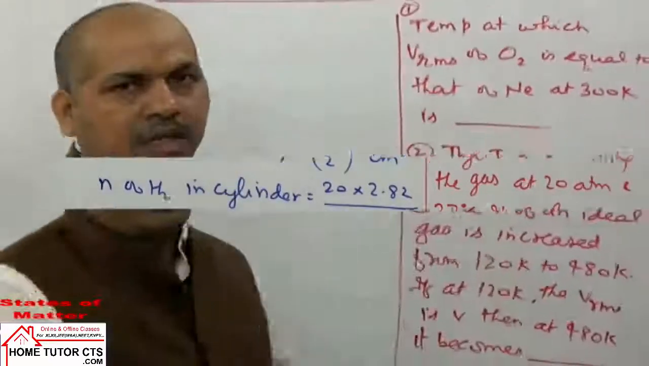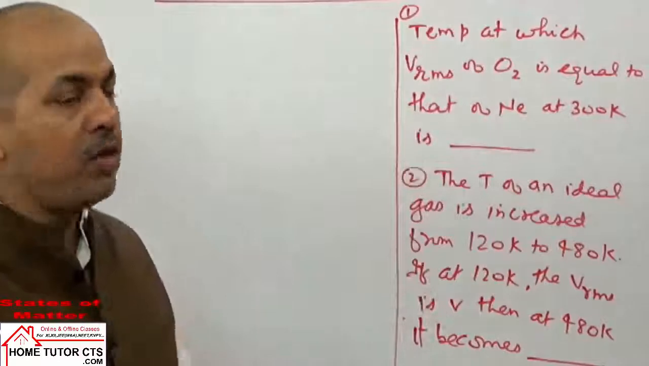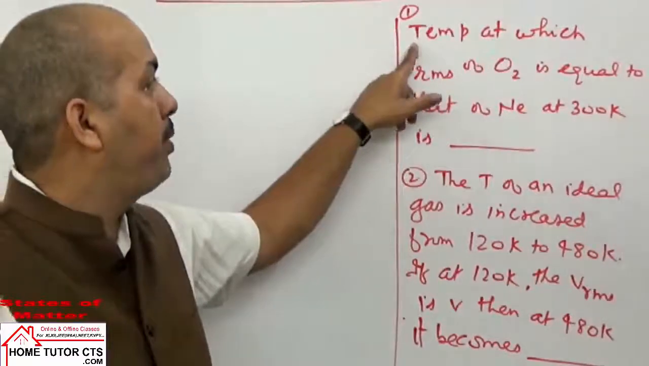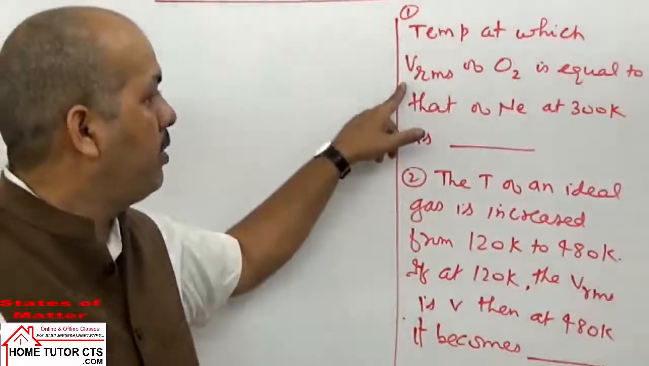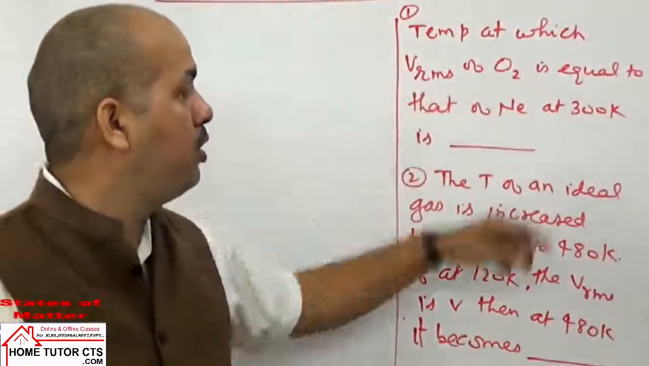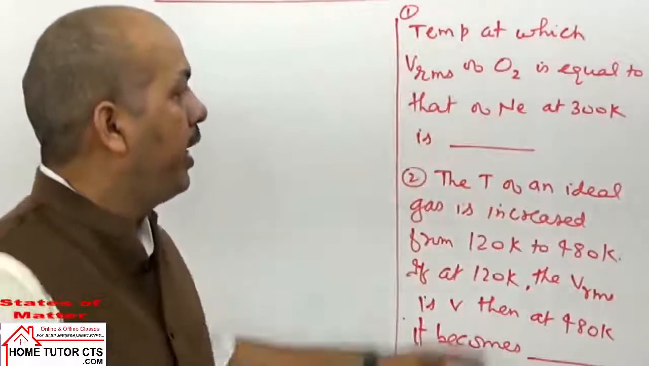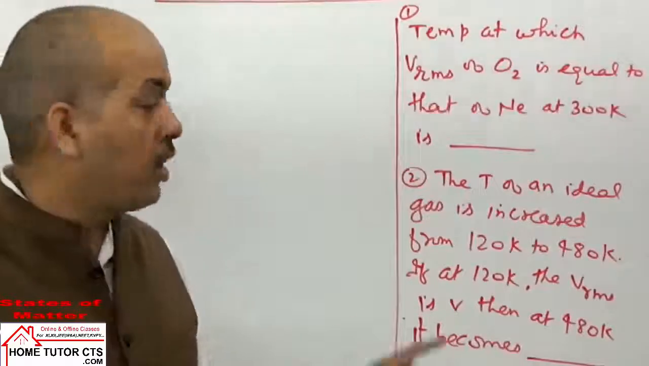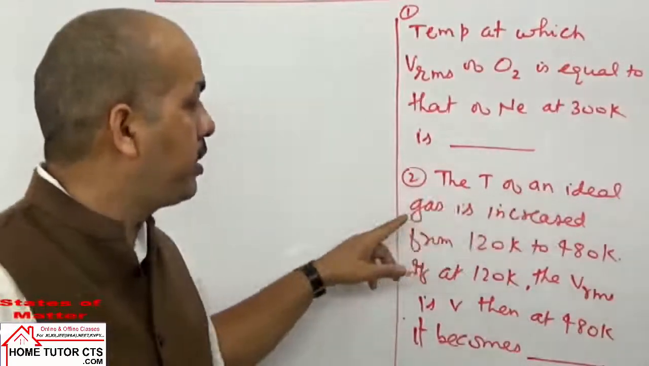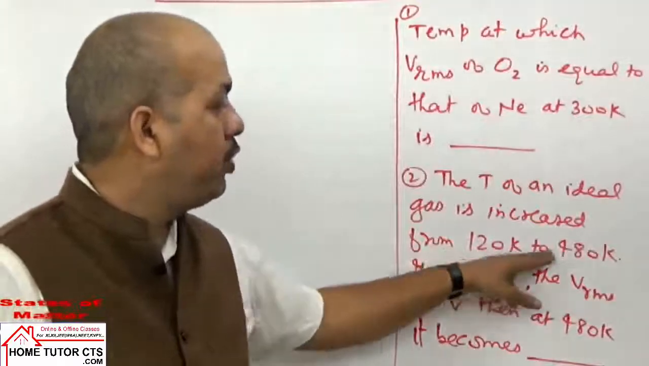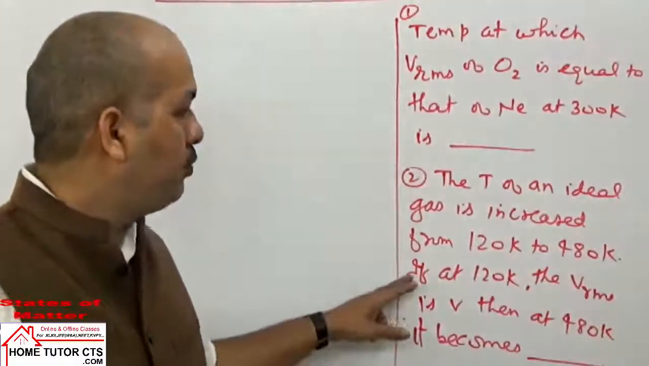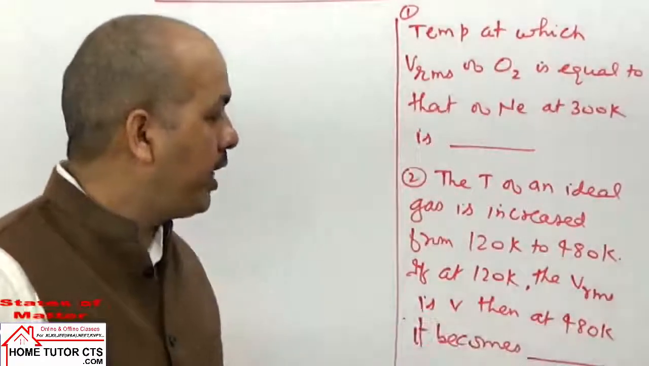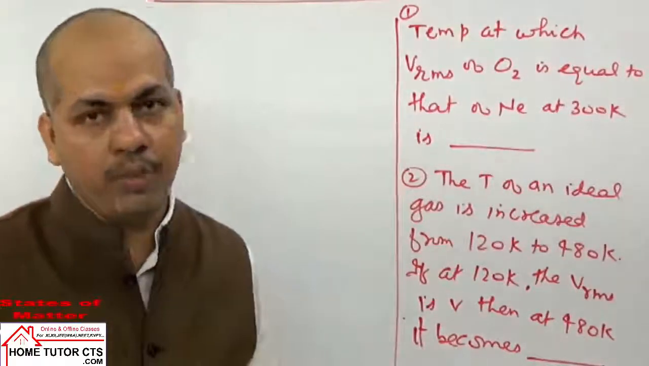Let us take next question now. Now let us take two more questions on calculation of speed of gas molecules. Write both questions and try yourself. Write the first question. देखिए, the temperature at which VRMS, that is root mean square speed of O2 is equal to that of neon at 300 Kelvin is. आपको निकालना टेम्परेचर. Then second question आपको दिया है, the temperature of an ideal gas is increased from 120 Kelvin to 480 Kelvin. If at 120 Kelvin the VRMS is V, then at 480 Kelvin it becomes how much?